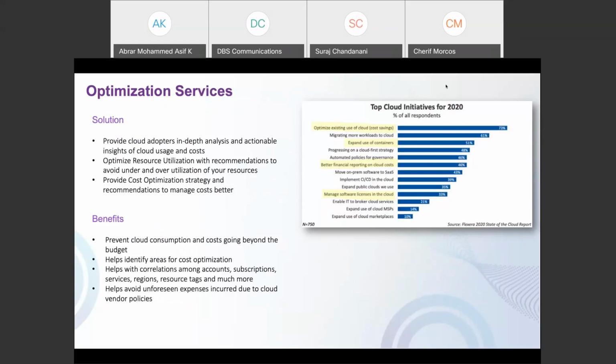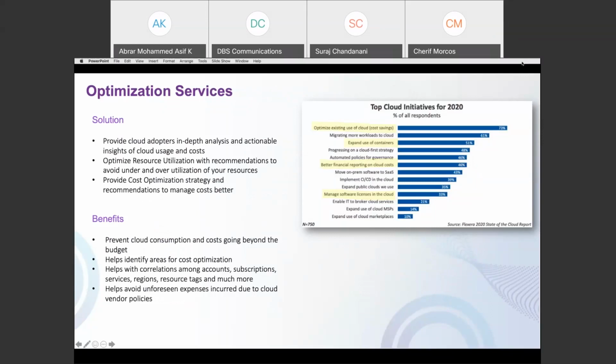If we look at the same report from Flexera, the State of Cloud report 2020, it says that the top priorities for customers who have moved to cloud is actually to optimize the existing cloud usage. The other ones that point in the same direction are to expand the use of containers, so all about refactoring existing applications and moving them into containers. Better financial reporting on cloud costs, being able to tag them to the right departments, be able to know who are your big spenders, and to do asset management and software licenses. So the optimizations, along with the managed services, GBM has a slew of optimization services which help you achieve some of these objectives over here.